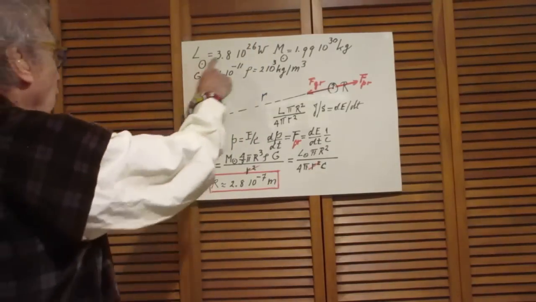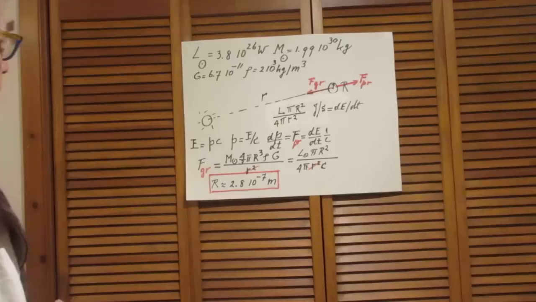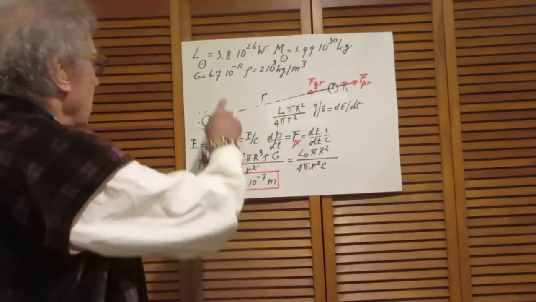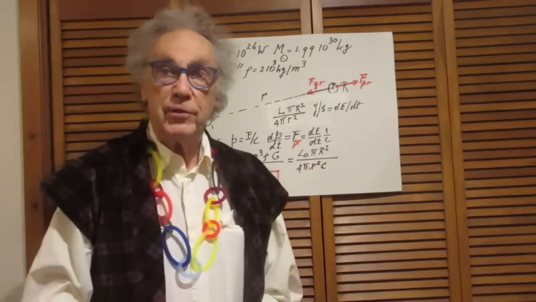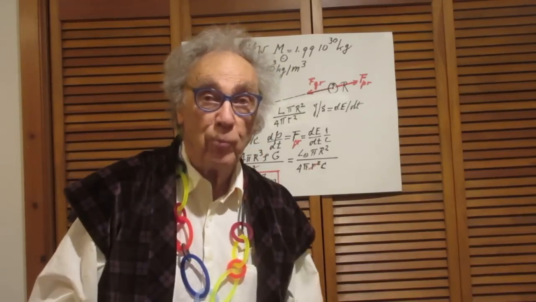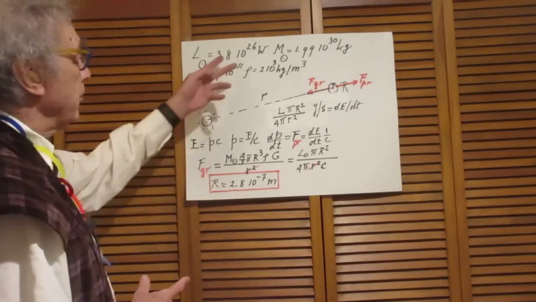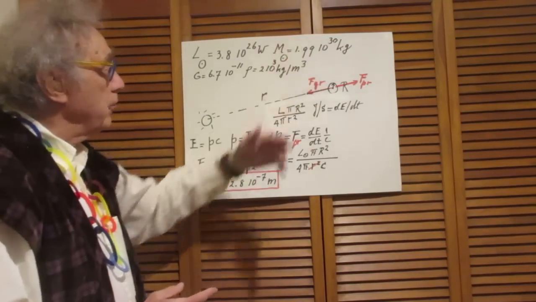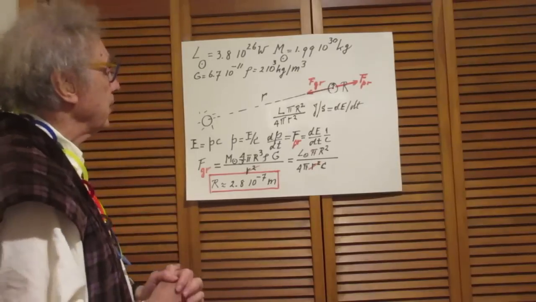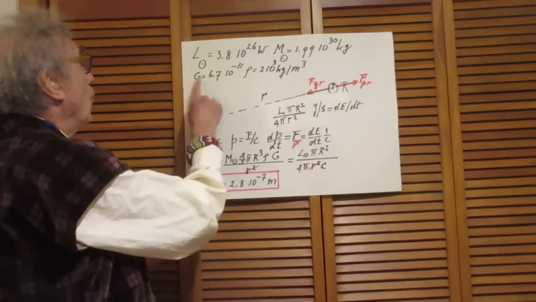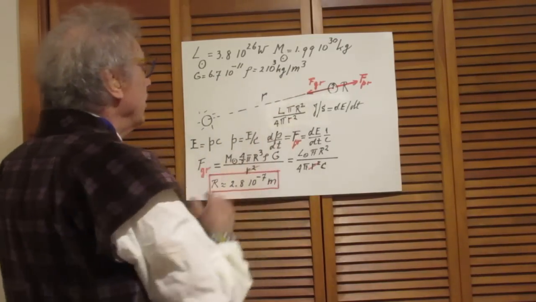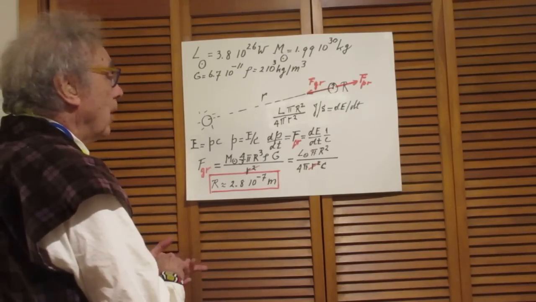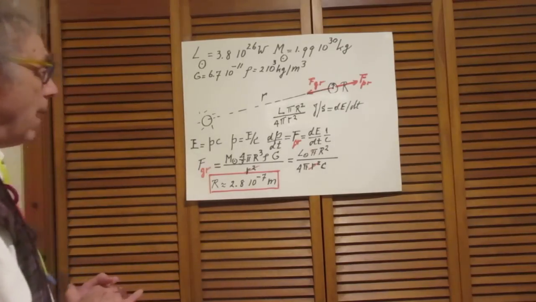Let's first agree on some numbers, but of course you may have slightly different values. That doesn't worry me. The luminosity of the sun, which is the number of joules per second, we express that in terms of watts, is about 3.8 times 10 to the 26 watts, joules per second. The mass of the sun is very close to 2 times 10 to the 30 kilograms. Gravitational constant in SI units, and the density of the dust particles we have assumed is 2000 kilogram per cubic meter, 2 grams per cubic centimeter.